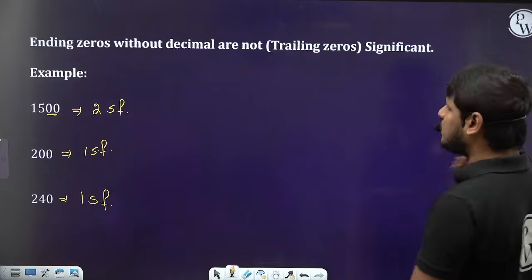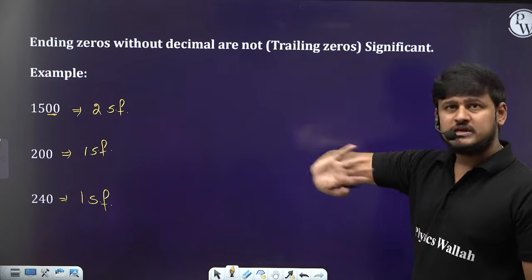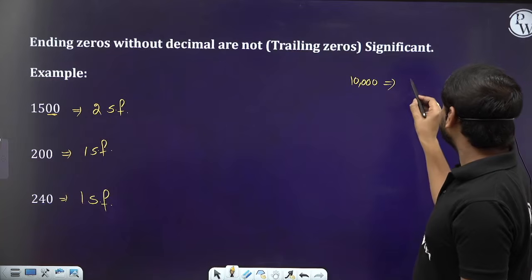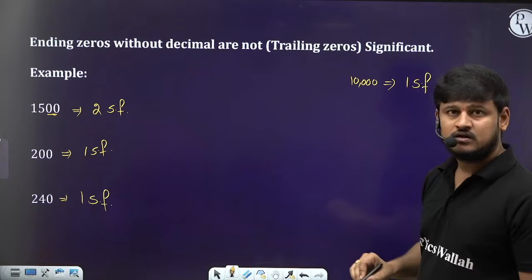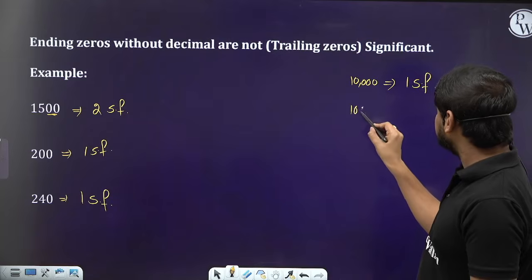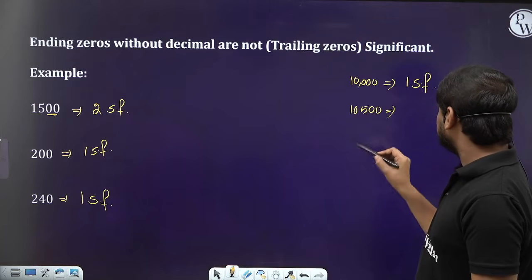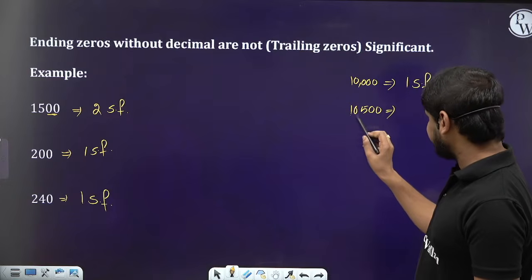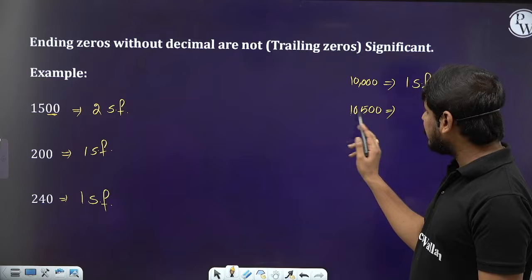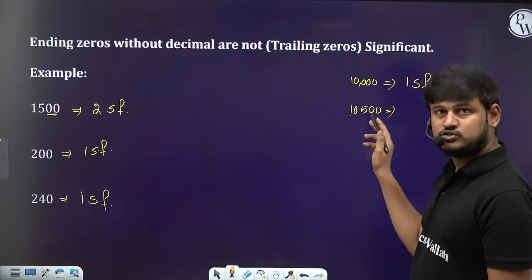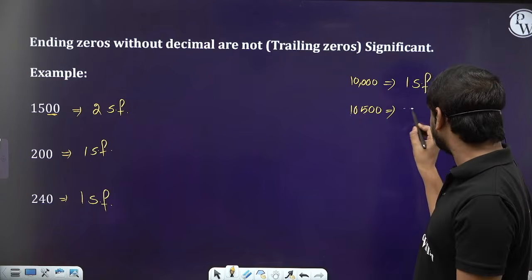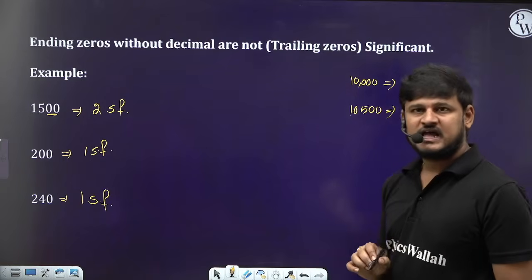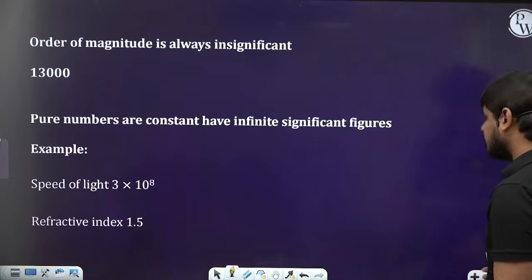Whatever number you write, just look at how many zeros are there. For example, if you write 10,000, then it's going to be only one significant figure. But if I write 10500, let's suppose, is this 0 significant or insignificant? You know that 1 is significant, 5 is significant. Between 1 and 5, it's going to be 0. Between two significant figures, it's always significant. So that's why 3 significant figures, because these two are end zeros. Clear?